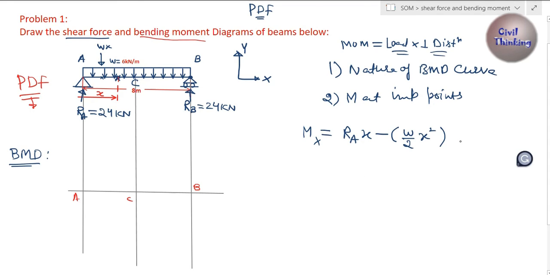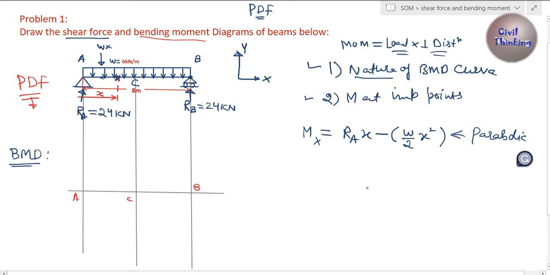Now which equation is this? Because here is x power 1 and here is x power 2. Because here is x power 2, this is a parabolic equation. So we found the nature, right? It is parabolic. Now the next step is find the moment at important points, like moment at A, moment at C, moment at B.